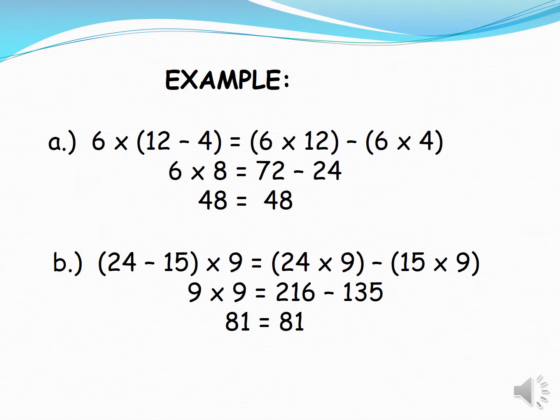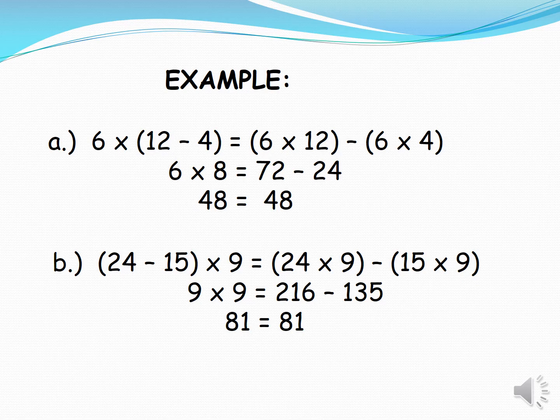Example, letter A. 6 times quantity 12 minus 4 is equal to 6 times 12 minus quantity 6 times 4. So we have here 12 minus 4 is equal to 8, and 6 times 8 is equal to 48. Then 6 times 12 is equal to 72, minus 6 times 4 is equal to 24. 72 minus 24 is equal to 48. So they are equal.